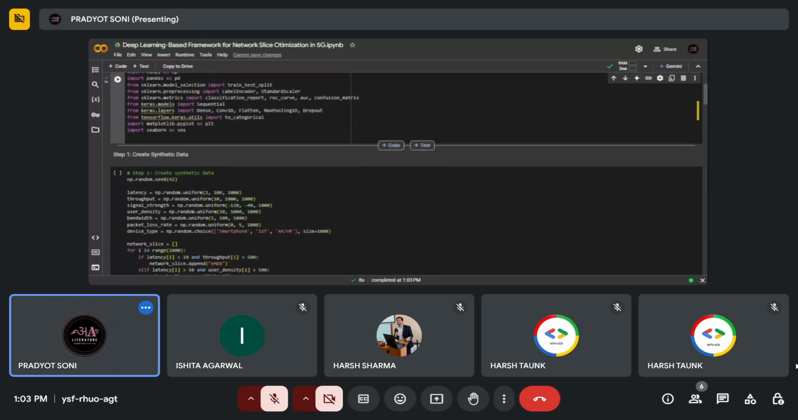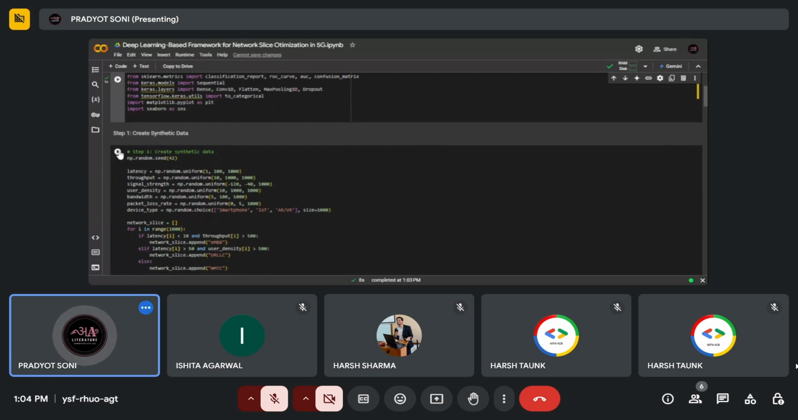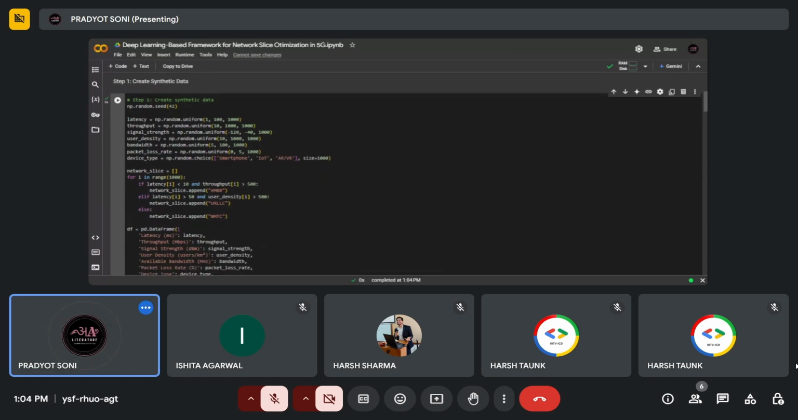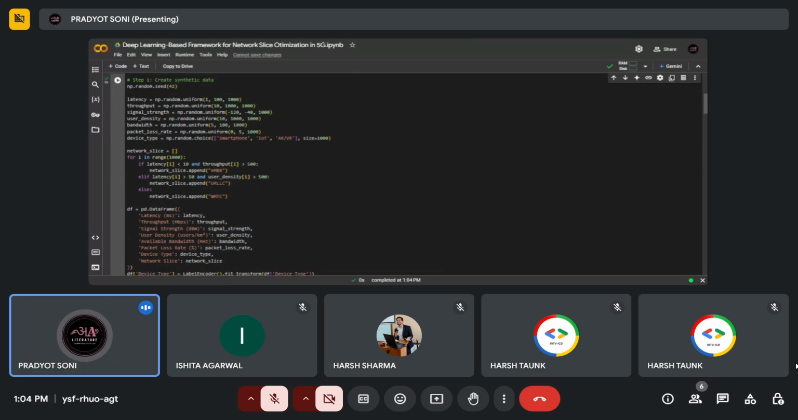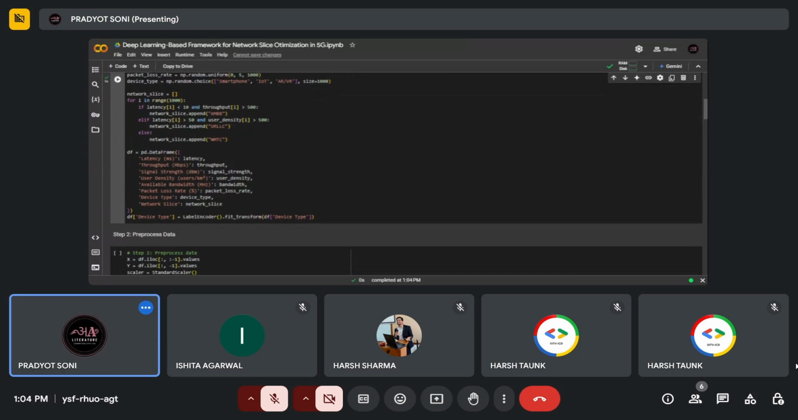So the first step that we did was creation of synthetic dataset. Since we didn't have access to real world 5G network dataset, we simulated synthetic data. We generated key features like latency, throughput, signal strength, user density, bandwidth, packet loss rate. Additionally, we assigned a device type like smartphone, AR, VR, or IoT, and used a rule-based logic to classify data into one of the three network slices.